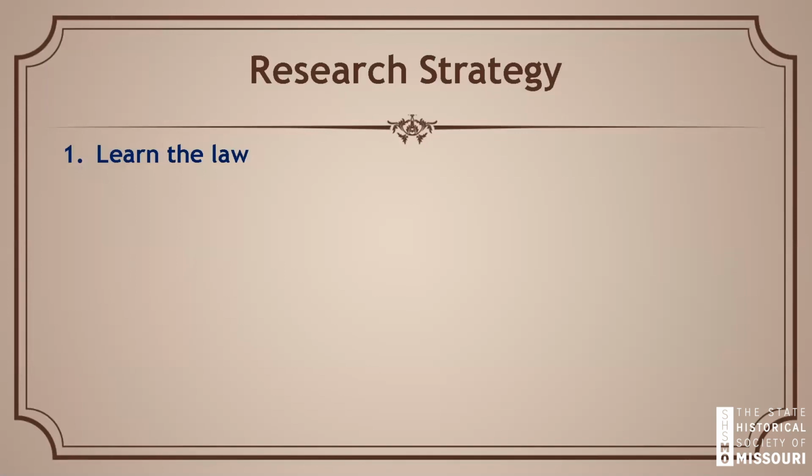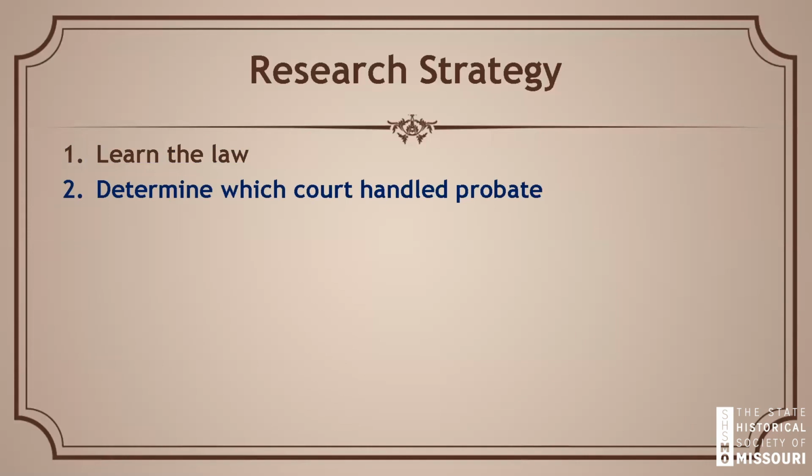All right. A general research strategy for probate. First of all, learn the law. It is going to explain a lot when you start scratching your head about why certain records are there and why other records may not be. Determine which court handled probate. If it was handled by the county court and you're looking in the circuit court records, you're not going to have any luck because wrong jurisdiction.